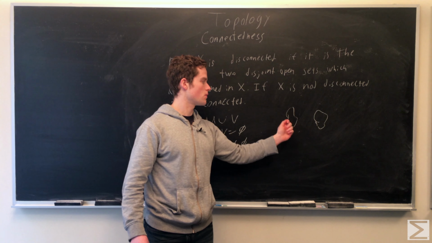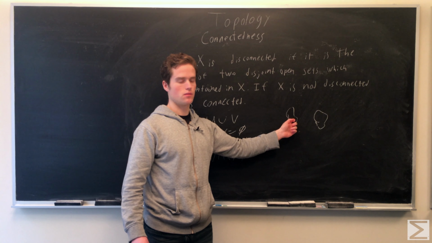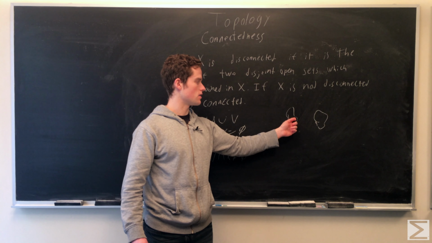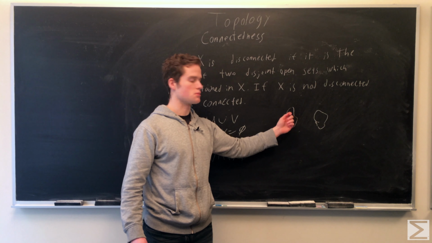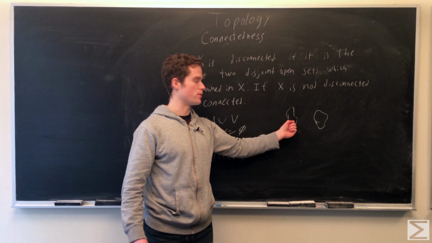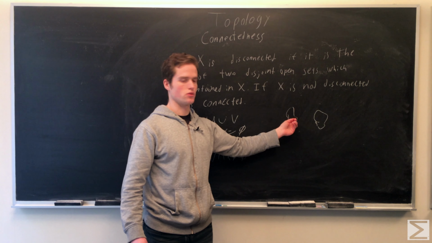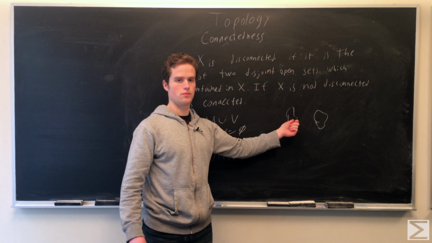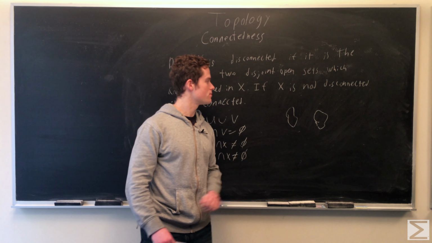So this is disconnected. But if we take one of these as a subset of R2, then it would be connected. We could not find two disjoint open sets whose union is the whole circle-like shape.